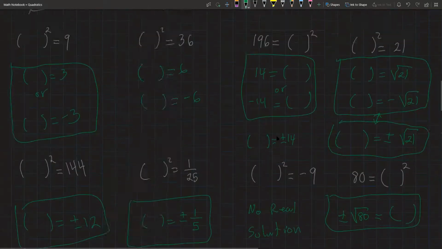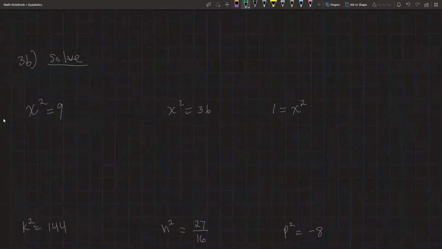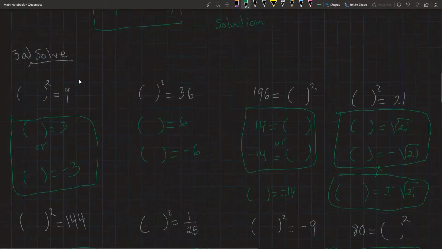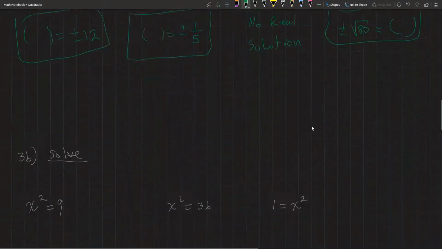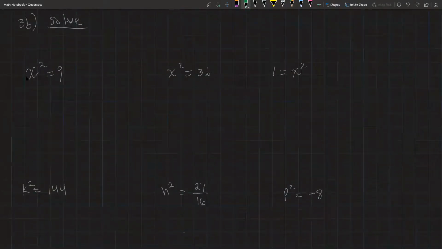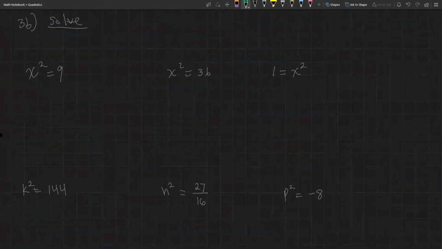3B is going to be pretty much the same as what we just did, but with a more fancy advanced algebraic notation. This is the type of notation that we see in algebra, but I want you to read it the same. In 3A, we were reading it as something squared equals 9, something squared equals 36, something squared equals 196, something squared equals 80. We will do the same thing here. Rather than thinking x squared, I will still think something squared equals 9. Rather than thinking p squared equals negative 8, I will still think something squared equals negative 8 because that's more intuitive, all right?